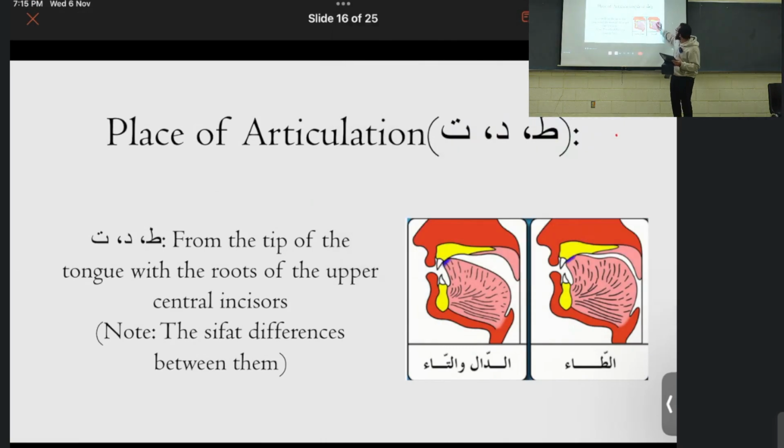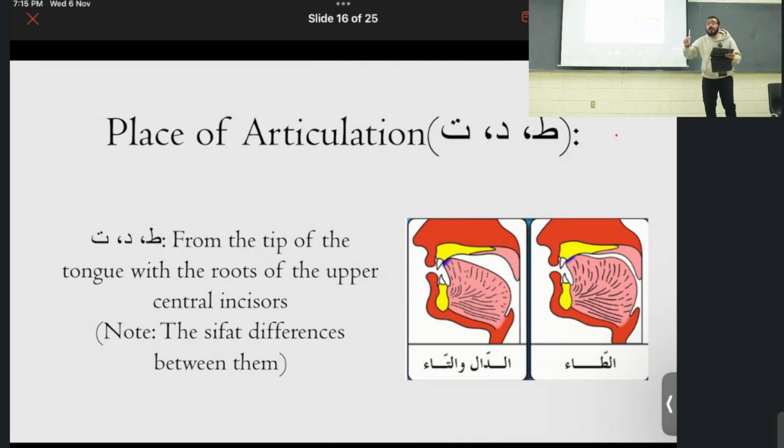So, if you look at the Ta here, actually even the picture gives a little hint of that. The Ta actually uses way more of the tip than the Dal. When you say Da, Da, Da, you use the tip, but you use a small part of it and a little to the front. When you say Ta, you actually use a decent amount. So the difference between Dal and Ta is not only heaviness, because you can actually give heaviness to Ta.